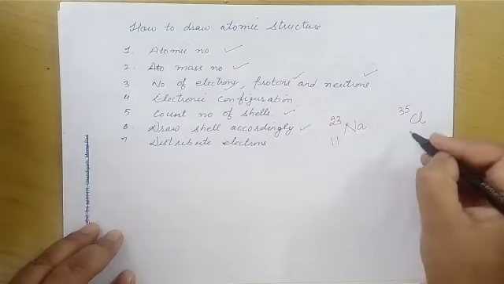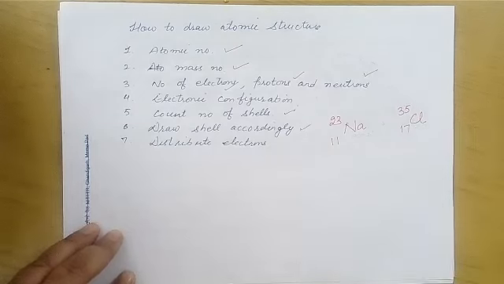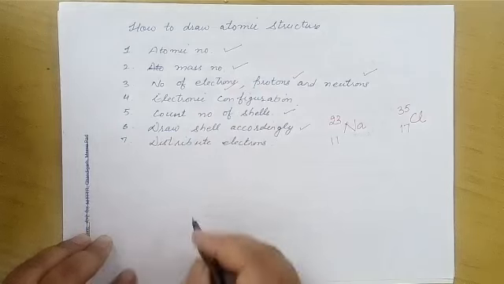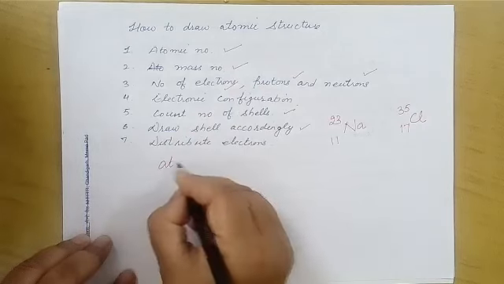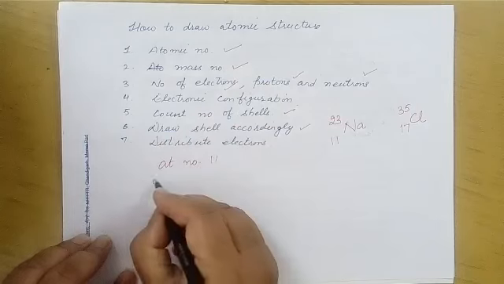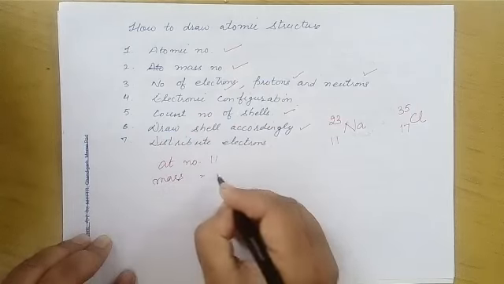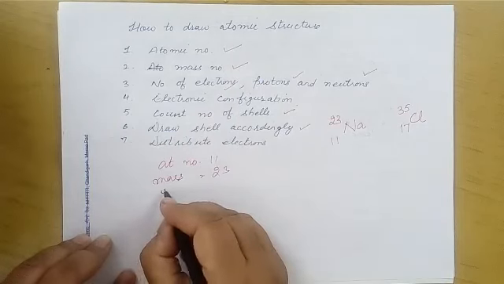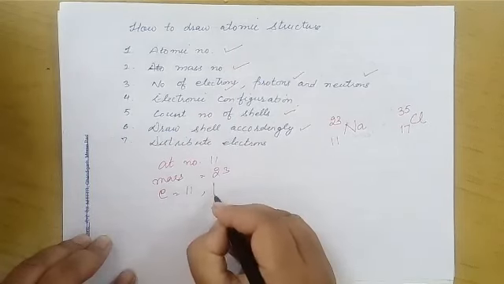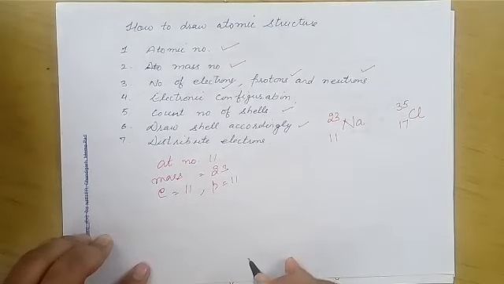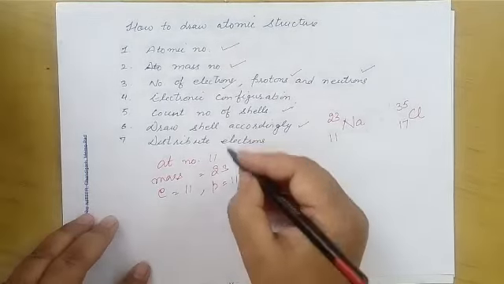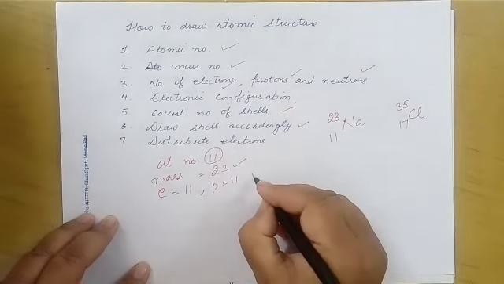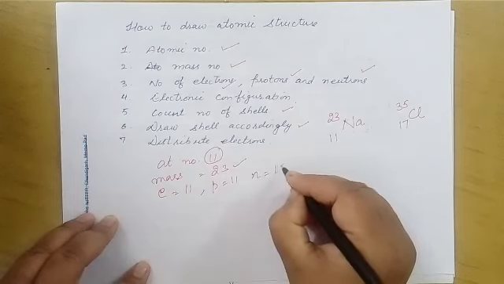Chlorine has mass number 35 and atomic number 17. So first of all, let me write the atomic number. So sodium, atomic number 11, mass number 23, number of electrons 11, protons 11. How to find the number of neutrons? By subtracting the atomic number from the mass number. So in case of sodium, the number of neutrons is 12.